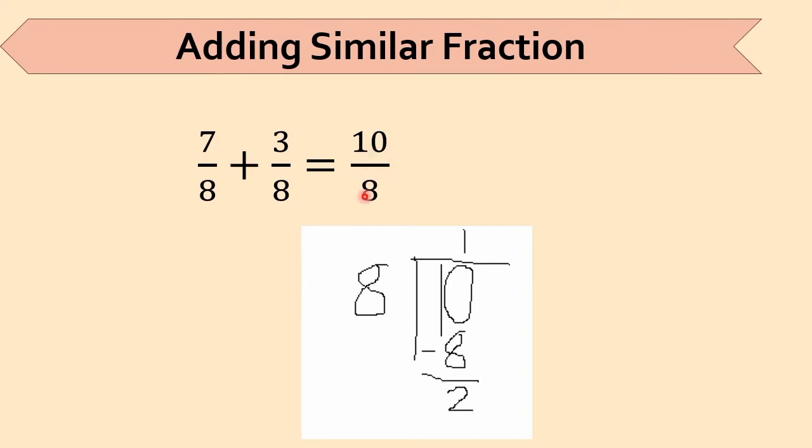Since 10/8 is improper fraction, or the numerator is bigger than the denominator, we are going to change it into mixed fraction. So 10 divided by 8 equals 1. 1 times 8 equals 8. 10 minus 8 equals 2. So our mixed fraction is 1 and 2/8. So 1 is our whole number and our fraction is 2 over 8.